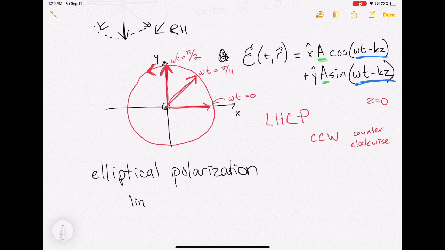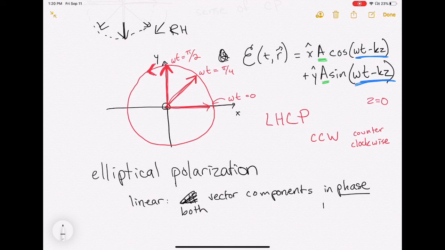So linear polarization, you have to have all the vector components, or not all, both, in phase exactly. So that means both cosine or both sine. They can have any amplitude you want, though.